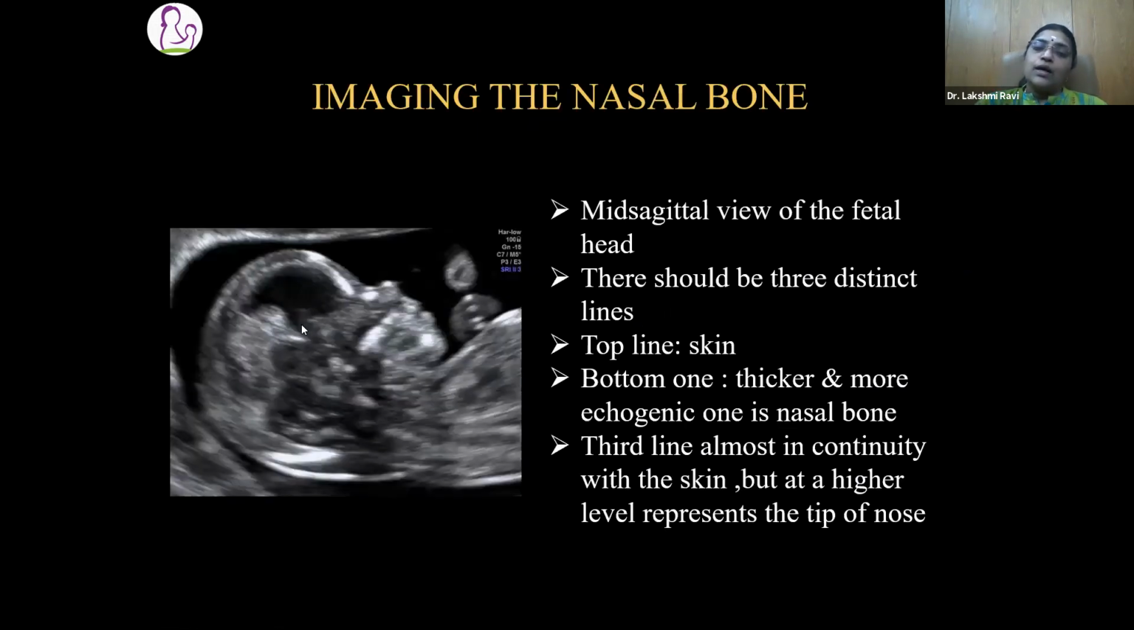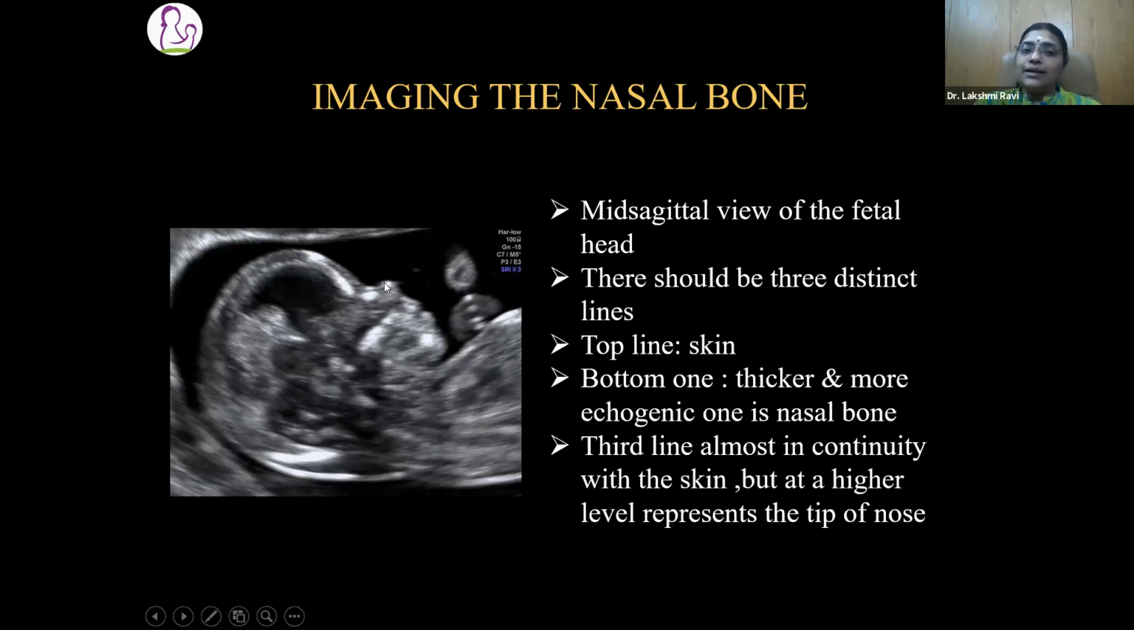Now, how do you image the nasal bone? To image the nasal bone, you need a mid-sagittal view of the fetal face. There, you will be able to see three distinct lines. The top line, which you see here, is the skin line. The bottom one, which is thicker and more echogenic, is the nasal bone. So this is the skin line. The second line tends to be thicker and more echogenic than the first line.